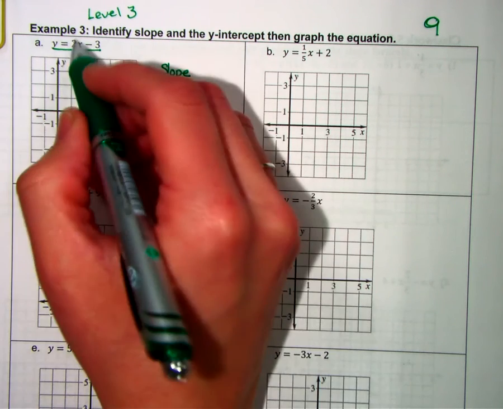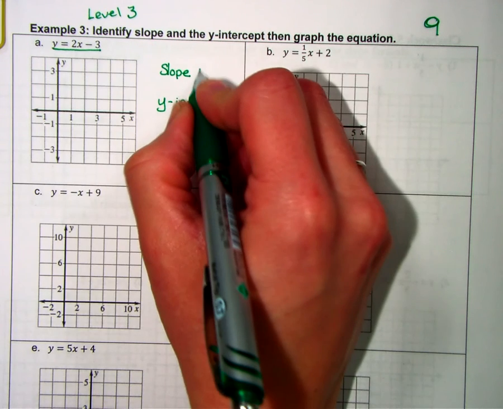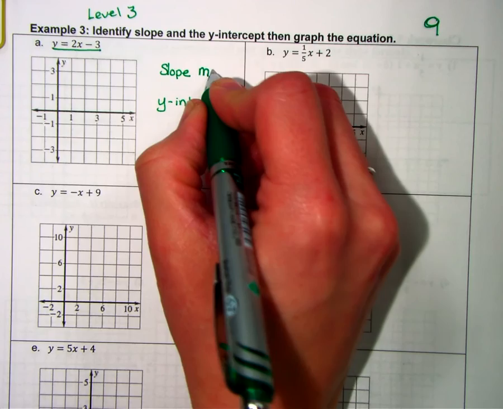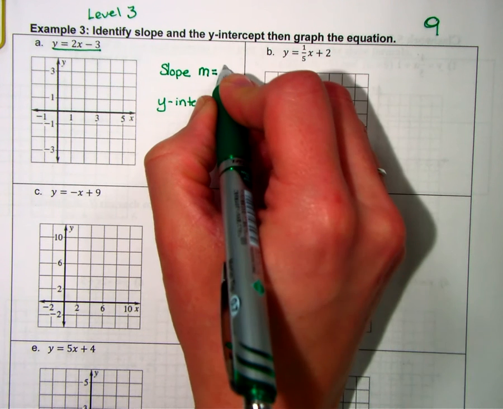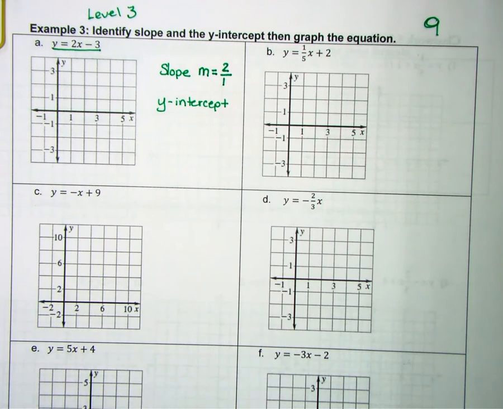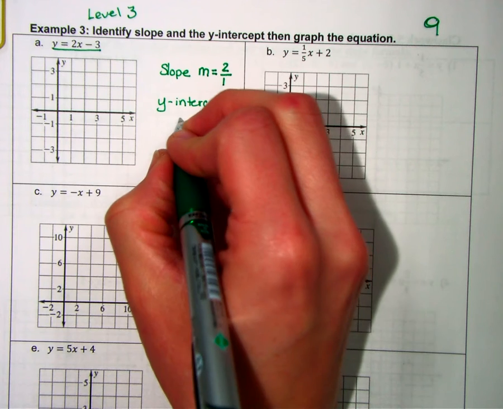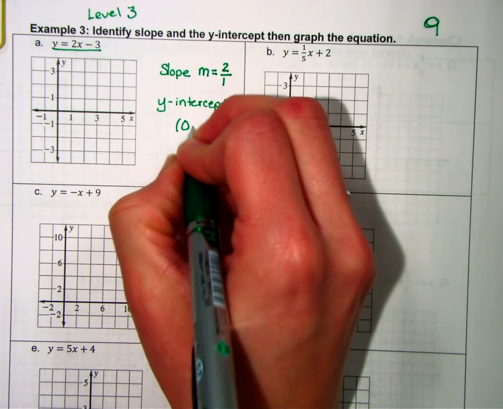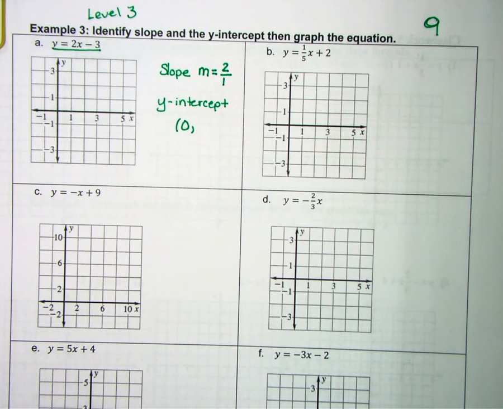The 2. So I'm going to write that. We usually use an m for slope. So if you remember this, m equals 2 over 1. The only reason I'm writing it that way is because then when we count rise, run, it'll be easier. Agreed. And then what is the y-intercept? The y-intercept is the point 0, comma, what number? 3. Good, -3.